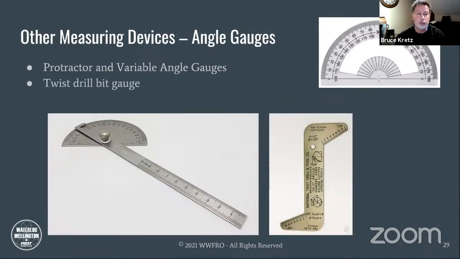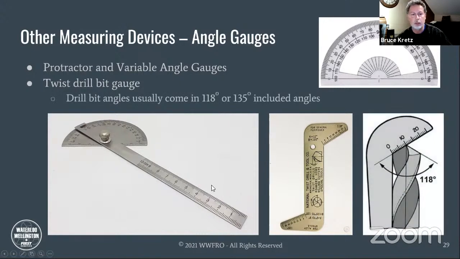Let's look at a twist drill bit gauge. This is a handy little device. Remember I talked about drill included angles. Drill bit angles usually come in 118 or 135 included angles, and you can see those marked on this gauge. This gauge will allow you to check that the angle on the drill is correct, and it'll also show you the diameter of the drill. And this scale is specially made so that it can measure a diameter on an angle.